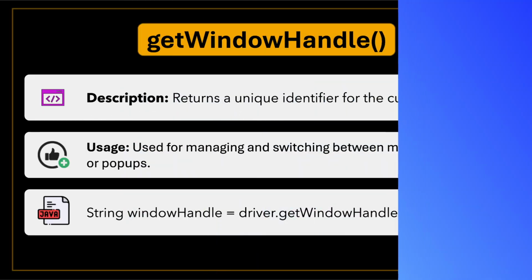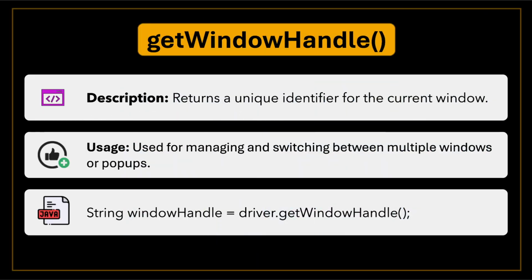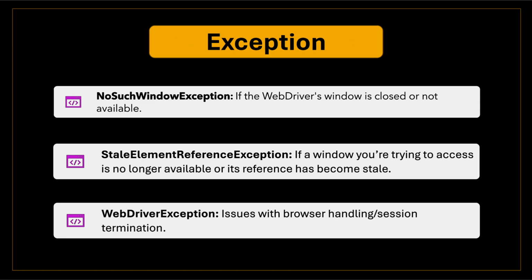Next is getWindowHandle method. Whenever we open a browser, each window is assigned a unique window handle. To get this window handle, we use getWindowHandle method. This method returns a unique identifier in the form of a string for the window currently being controlled by the WebDriver. This is a very important method when it comes to handling multiple windows while automating. It can be used when you need to switch between multiple windows or pop-ups and return to the original window later. These are some exceptions that it can throw.